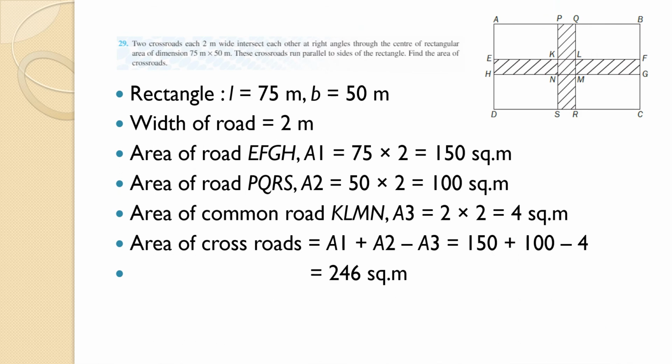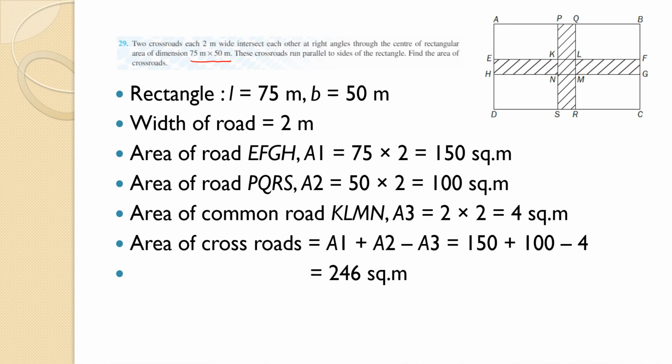So let us solve one more problem, that is question number 29. Two crossroads, each 2 meter wide, intersect each other at right angle through the center of a rectangular area of dimension 75 meter and 50 meter. These crossroads run parallel to the sides of the rectangle. We have to find the area of the crossroad.